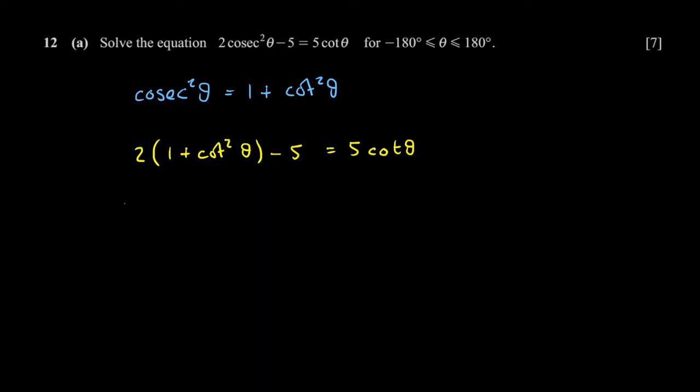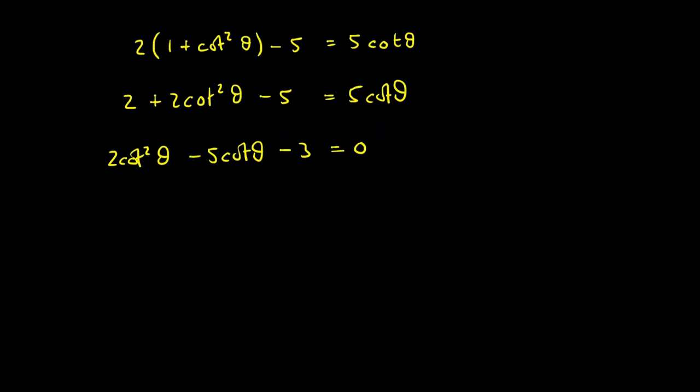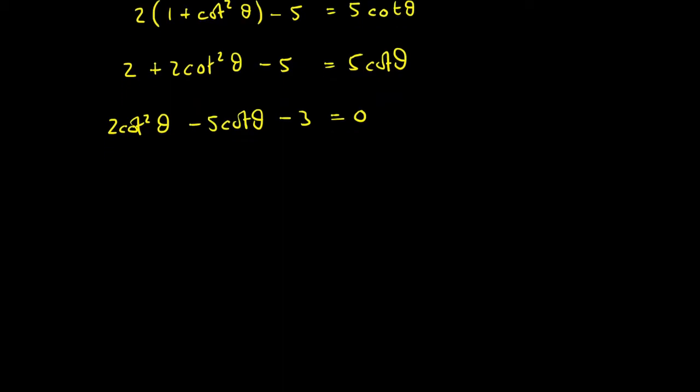If I rearrange this, I've got 2 plus 2 cot squared theta minus 5 is equal to 5 cot theta. That becomes 2 cot squared theta minus 5 cot theta minus 3 is equal to 0. And this is a hidden quadratic. To make it super clear, we can say let u equal cot theta. Then we get 2u squared minus 5u minus 3 is equal to 0.